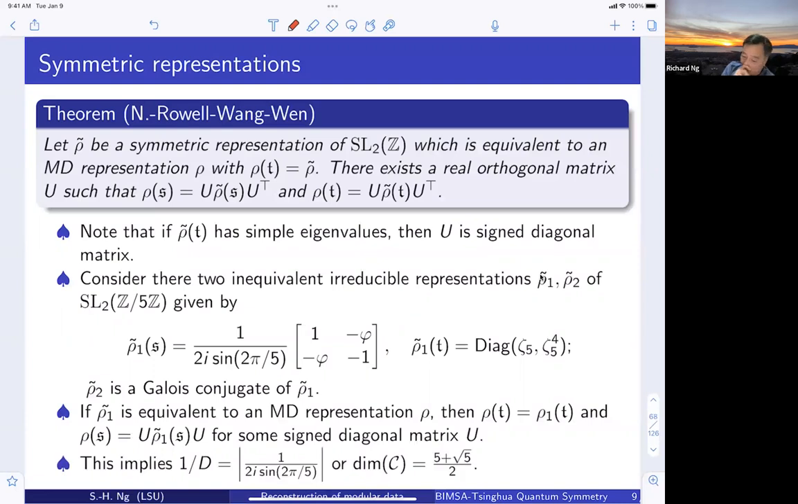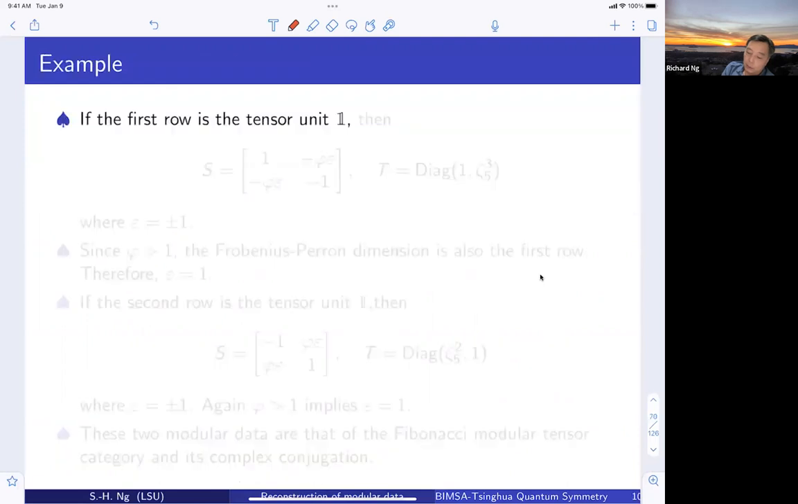Because the diagonal is 1 and -1, I know 1 over d is bounded to be this number, the absolute value of this number. And then if I want to compute the dimension, the dimension d is equal to this one. So you immediately see that this is actually the dimension of the Fibonacci category. Now, how far away is this from the genuine modular data? It's a sign matrix. So the worst case is it's up to sign. So I need to conjugate by a sign matrix to the previous matrix.